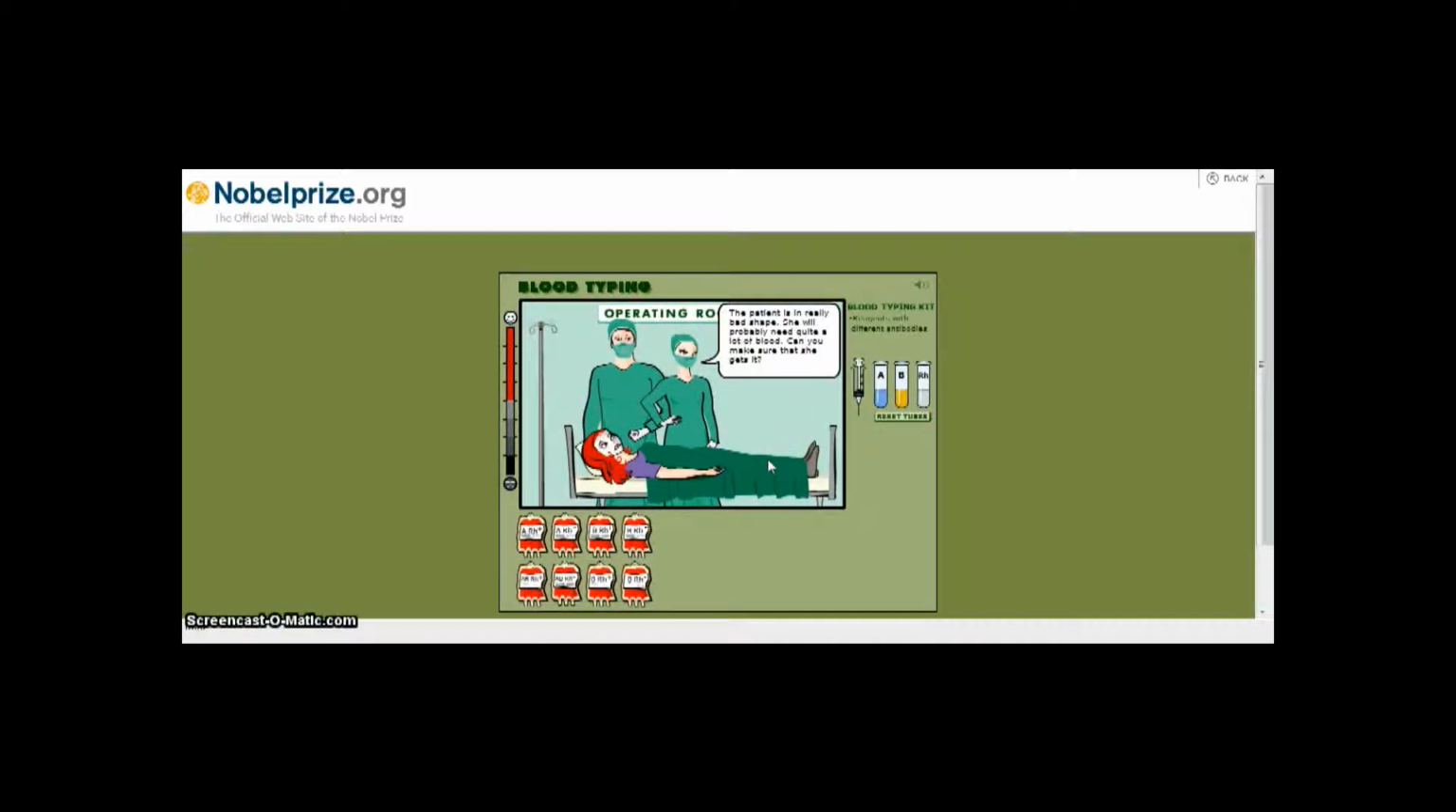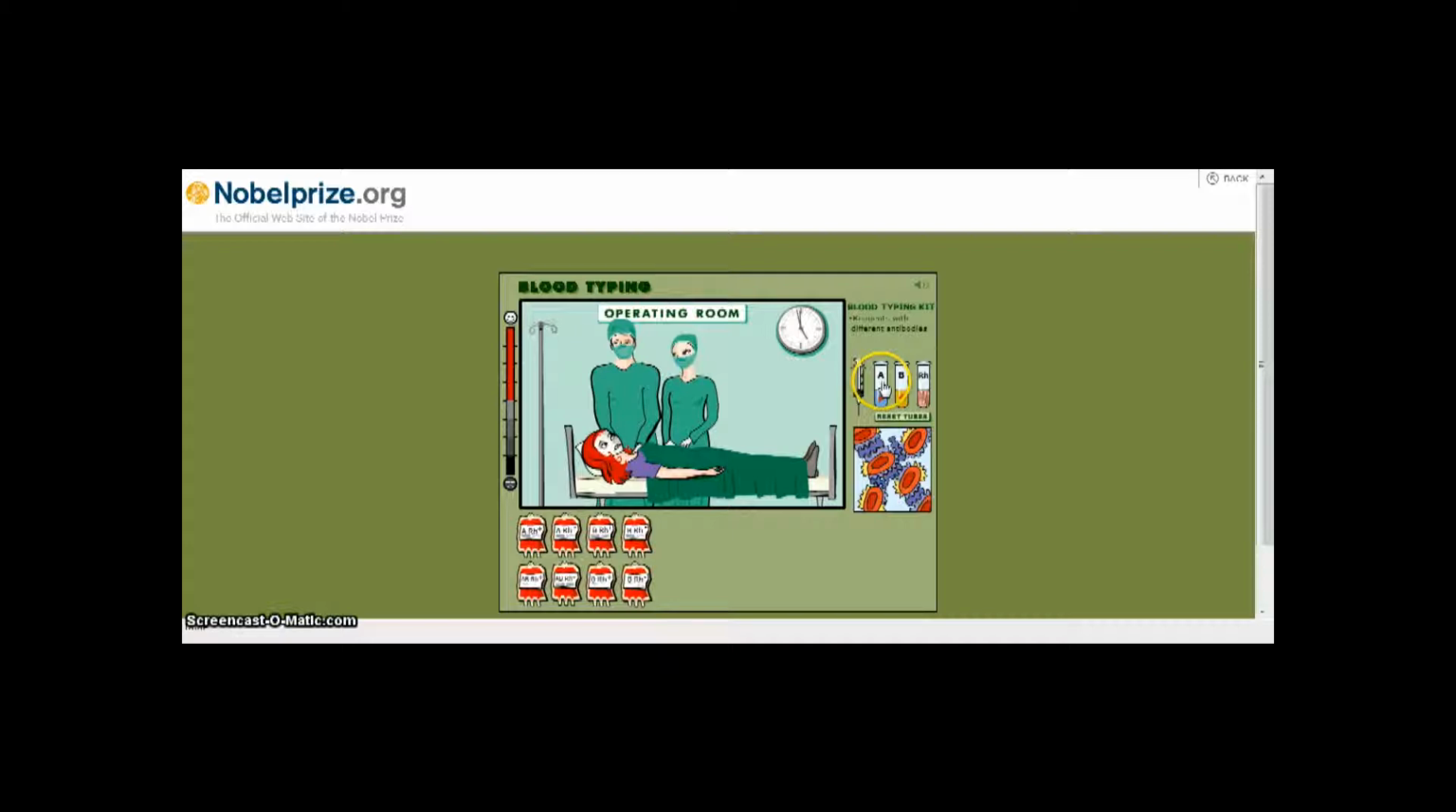And the speech bubble pops up again. It says the patient is in really bad shape. She will probably need quite a lot of blood. Can you make sure that she gets it? So, first thing that I need to do is draw the blood. I grab the syringe and I put it on the patient's arm. It draws some blood, and then it puts a little bit in each vial.